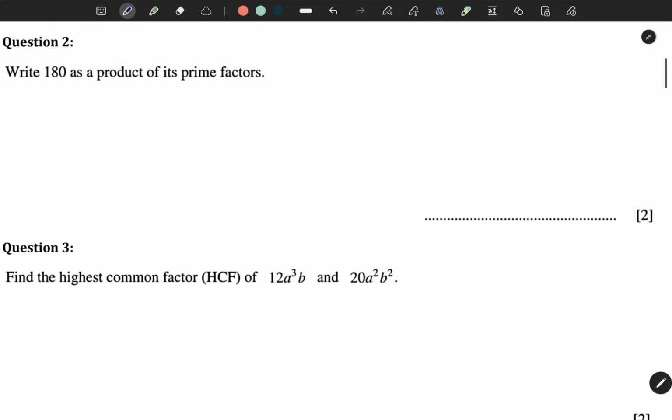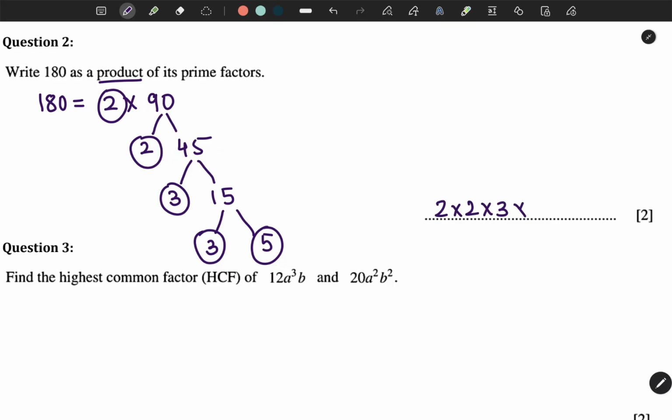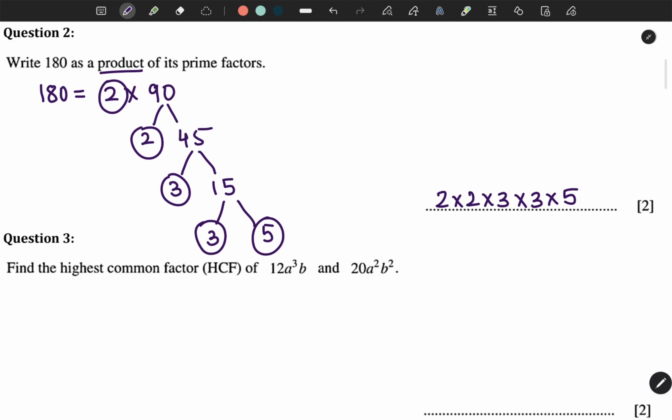Next, write 180 as a product of its prime factors. When you're asked to write it as a product, you first try to understand how this 180 will be written as 2 times 90. Further, 90 would be written as 2 times 45. 45 further could be written as 3 times 15, and this 15 would be 3 times 5. Once you get all the prime numbers, we would write 2, 2, 3, 3, 5, which is going to be 180 when we take a product. So we write these numbers, which are the prime factors written as a product.